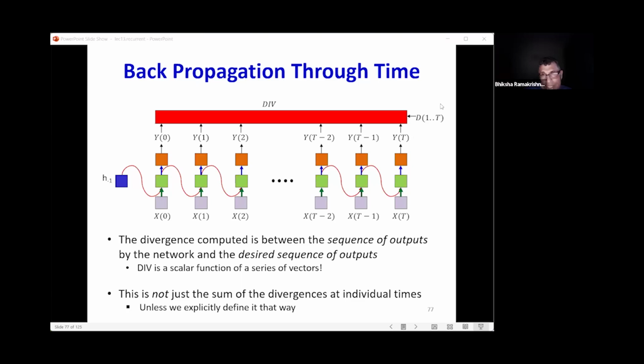The desired output is going to be a sequence, and the divergence is going to be computed between the sequence of actual and desired outputs. And this is not necessarily the sum of the divergences at the individual times, unless we explicitly define it that way. So is the setup clear, guys?